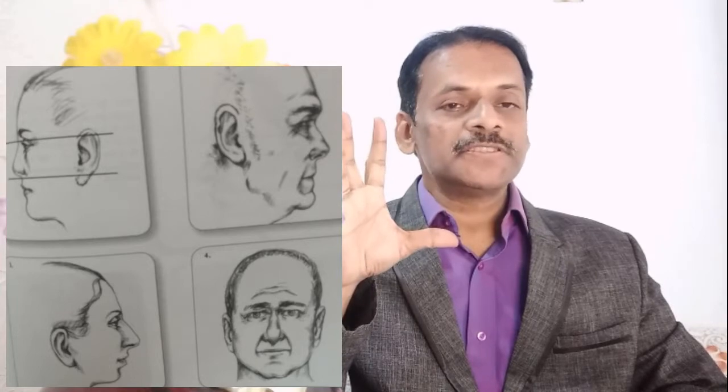In syphilitic miasm, the ears will be very small compared to the total face, or the ears will be very large. So small ears and large ears are the two important features of syphilitic miasm.